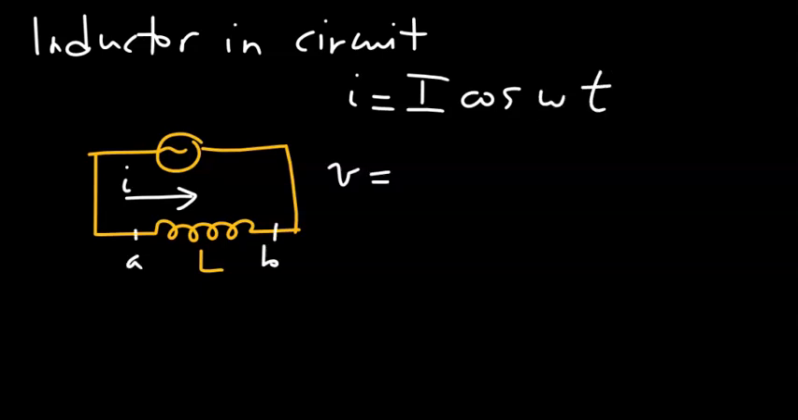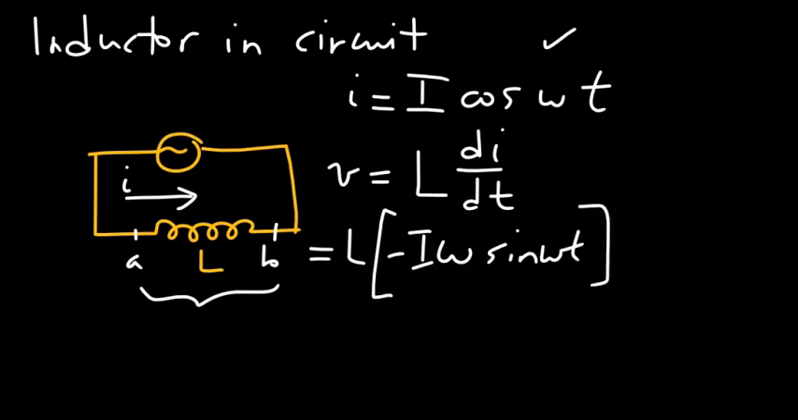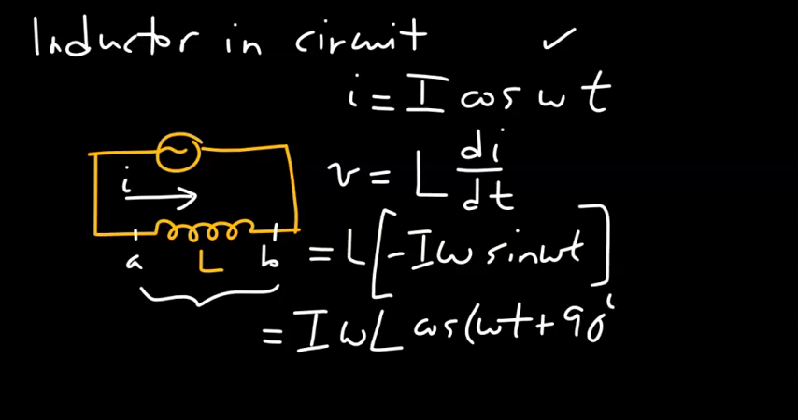We have seen before from our previous video on inductor that the potential difference or voltage between such 2 points is given by L, inductance that is, times di/dt. Since I is given by that, di/dt is given by minus I omega sine omega t, which can be rewritten in terms of cosine as follows: I omega L cosine(omega t plus 90 degrees).